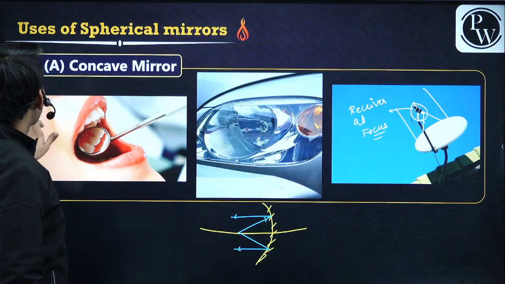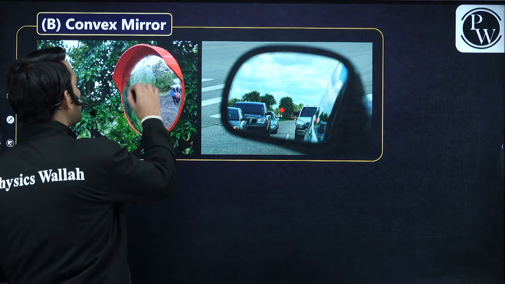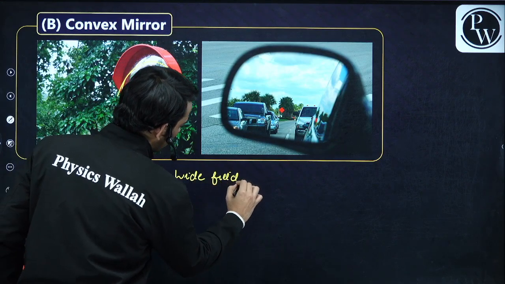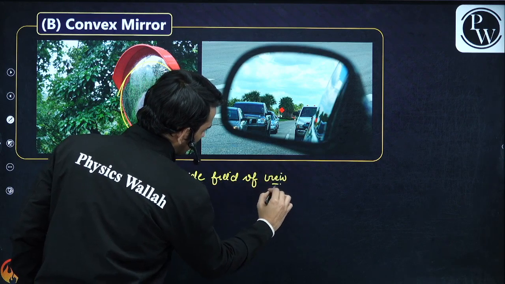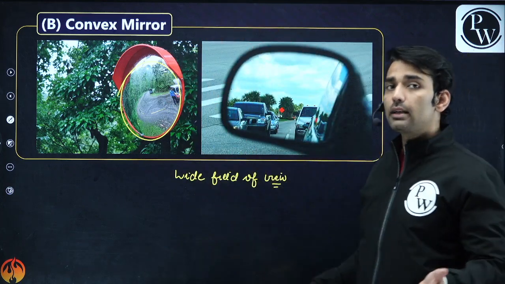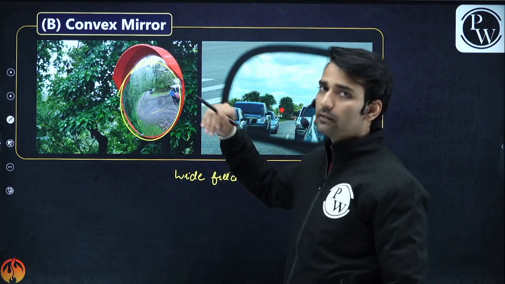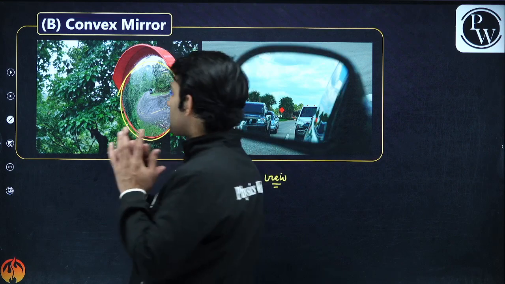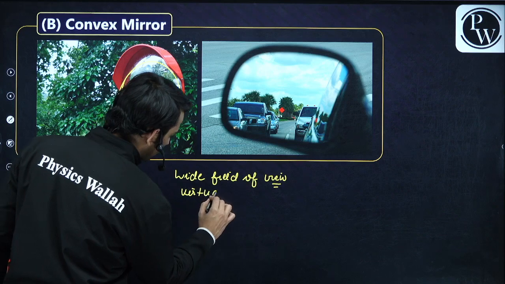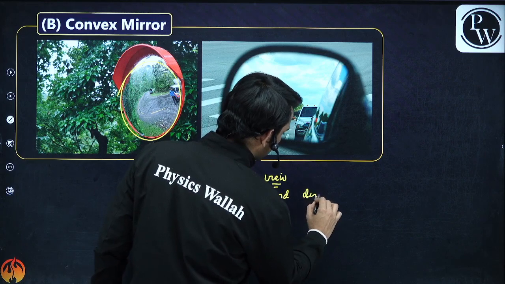What about convex mirrors? A convex mirror can form virtual, erect and diminished images. So it gives a wide field of view. You can get the image of the complete back; huge traffic can be seen on a small mirror. This is the property of a convex mirror because it can form a diminished image. So it gives a wide field of view, and forms virtual, erect and diminished images.